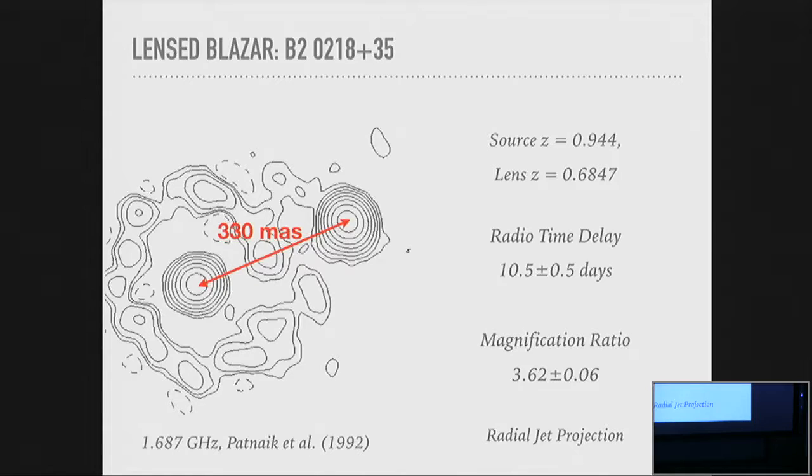Because we see the Einstein ring, it means that the jet goes through the center of the lens. So this gives us the projection of the jet. Also, we know that the source, this bright blazar, is located at redshift equals 1, and the lens is located at redshift 0.68. We also have a measurement at radio: the time delay at radio is about 10.5 days, and the magnification ratio between the mirage images is about 3.6. So we have a lot of information about the source.